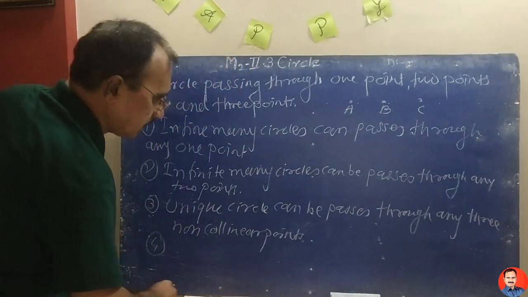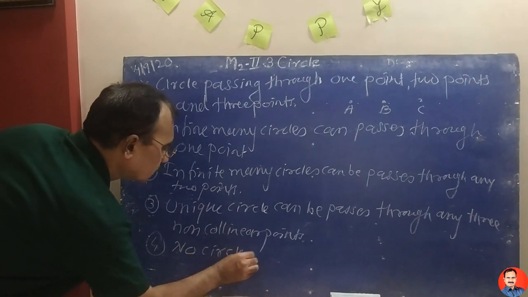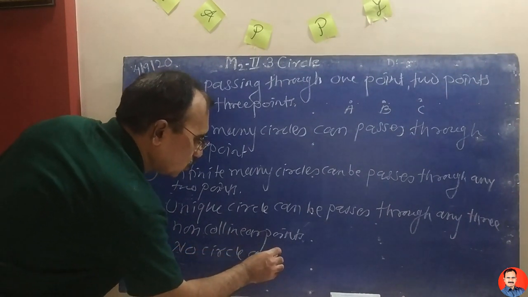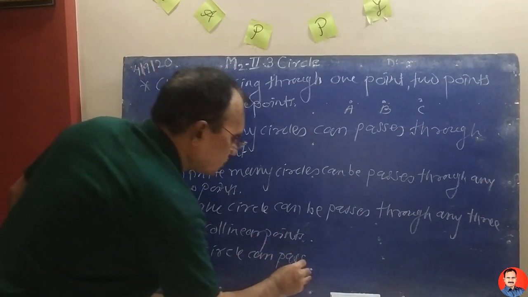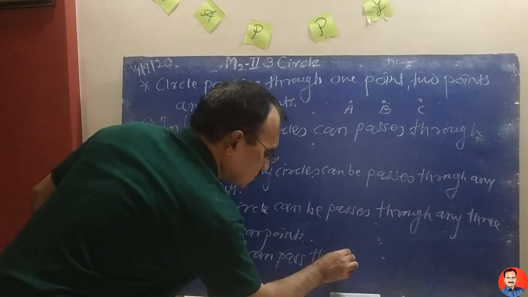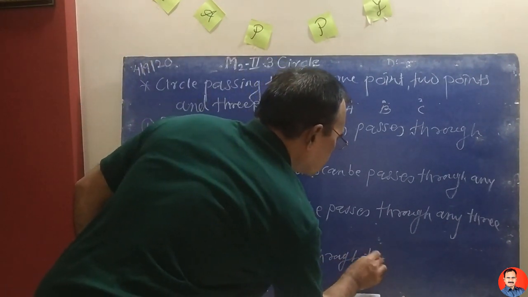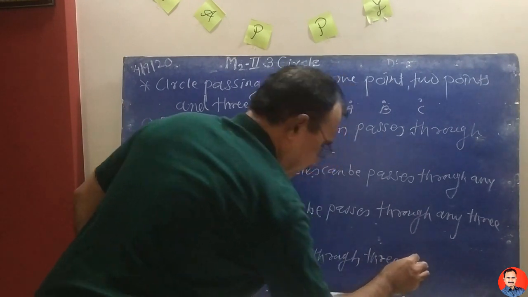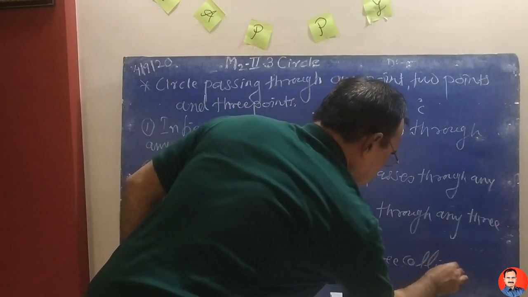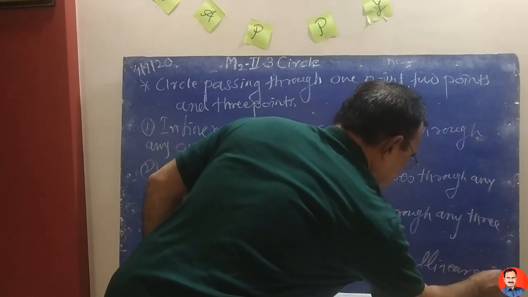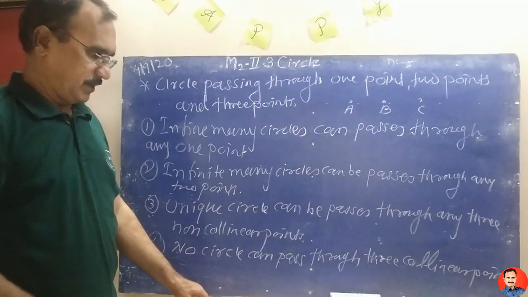No circle can pass through three collinear points. These are the conclusions only.